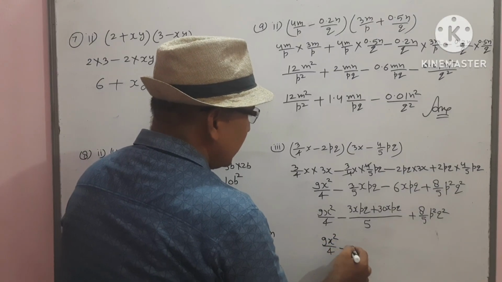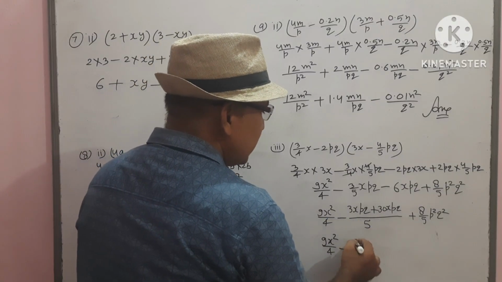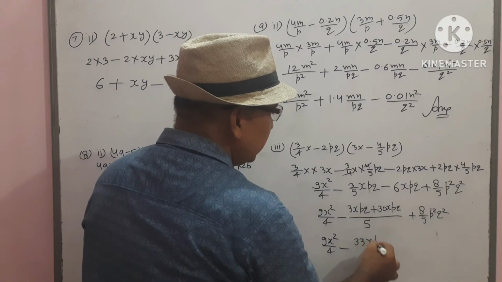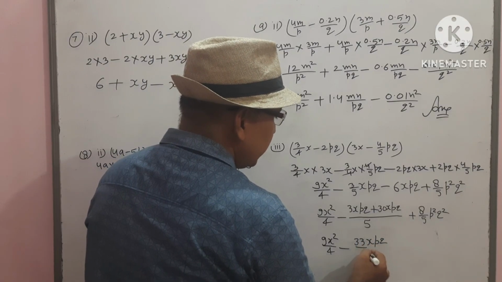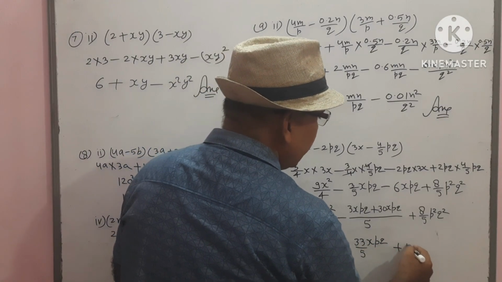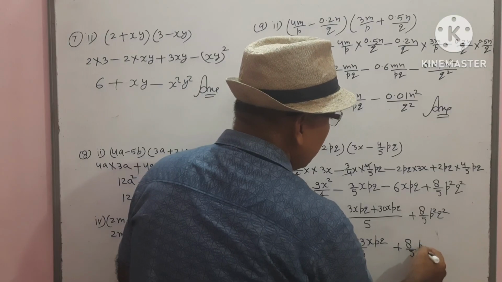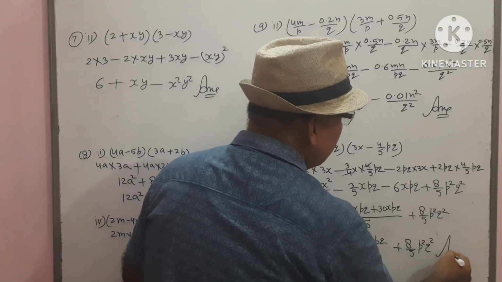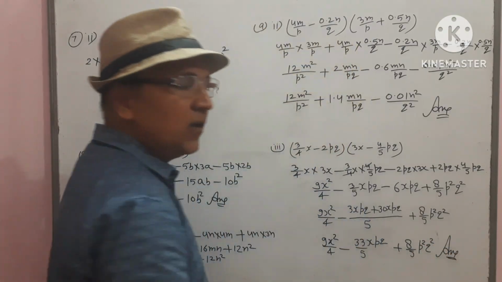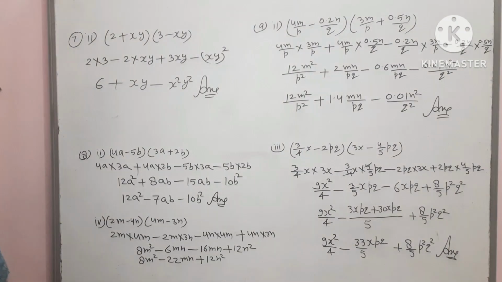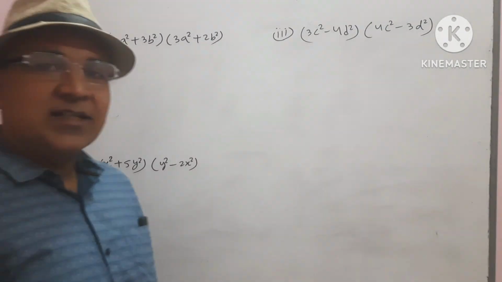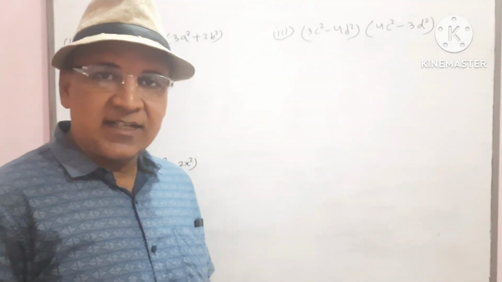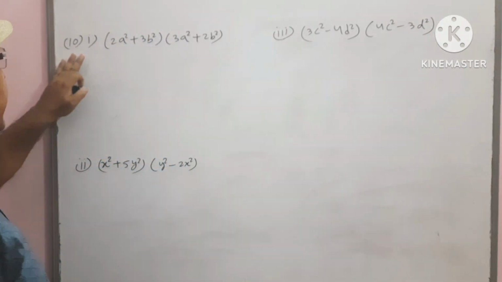9x square by 4 minus 3 plus 30, 33. xpq upon 5 plus 8 upon 5 p square q square, and this will be your answer. Okay, please note down. Okay children, now see the last question of this exercise, that is the question number 10.